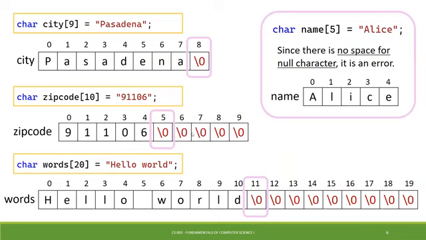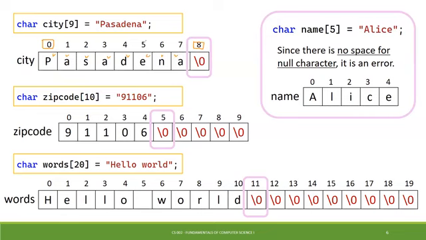And look at this one. This is actually what happens when you save characters using a C string. See, char city 9. City is the name. There are 9 spaces, from 0 to 8. Is it okay? From 0 to 8. And then Pasadena will be saved.